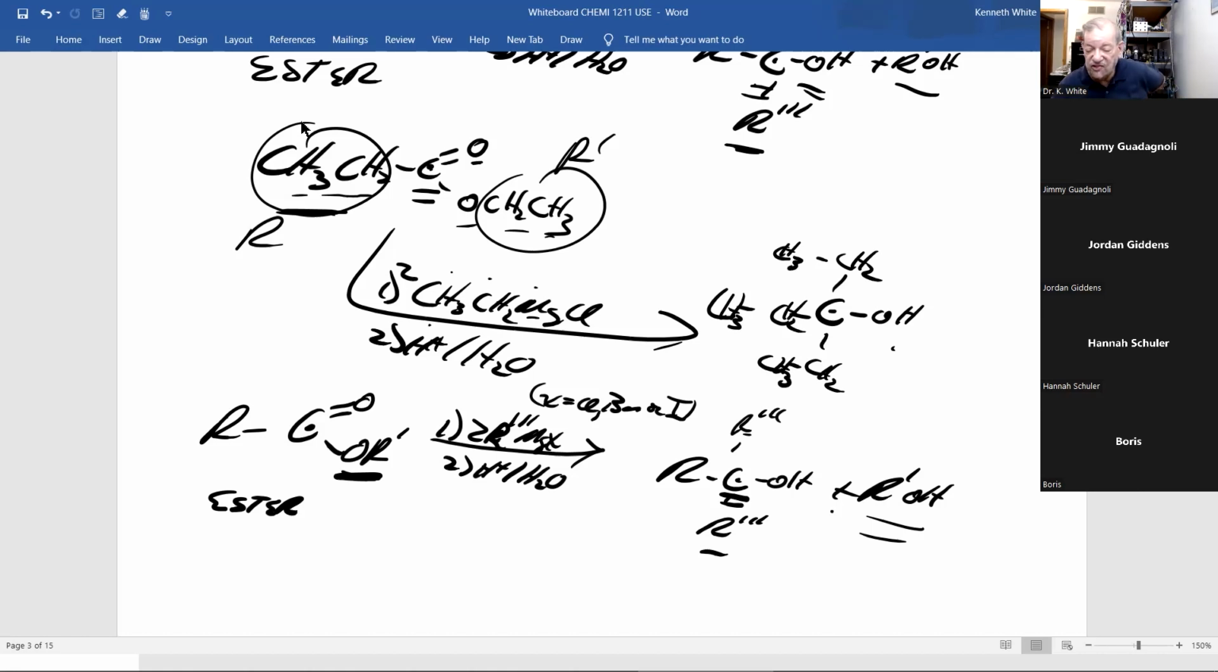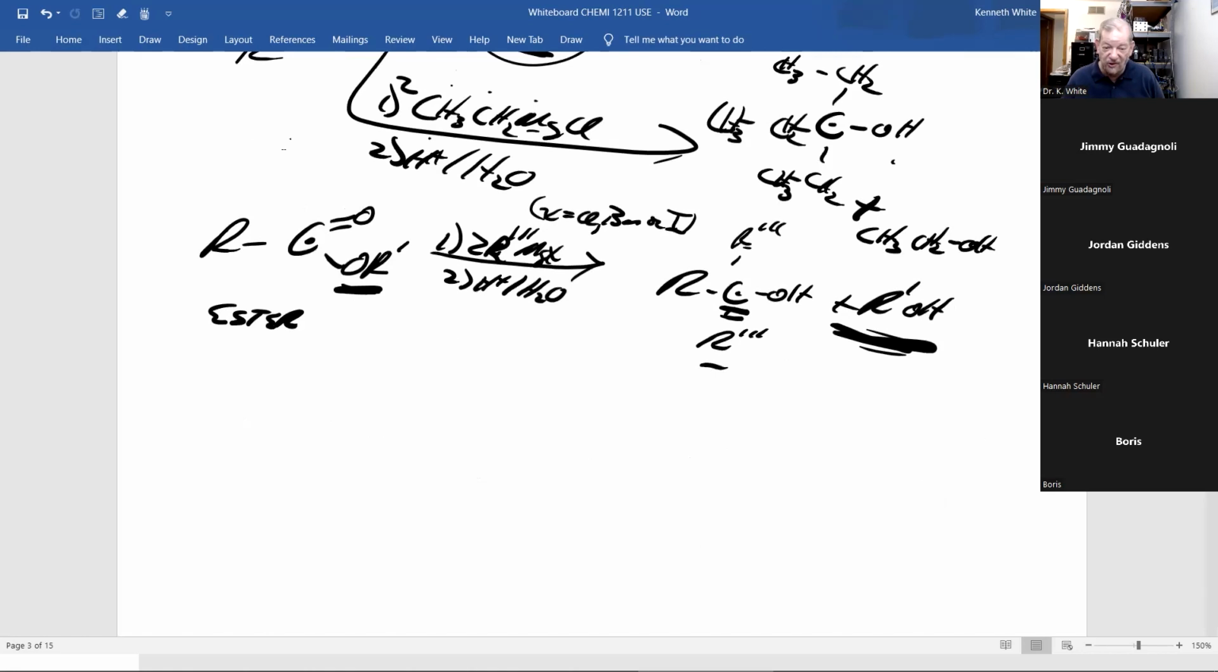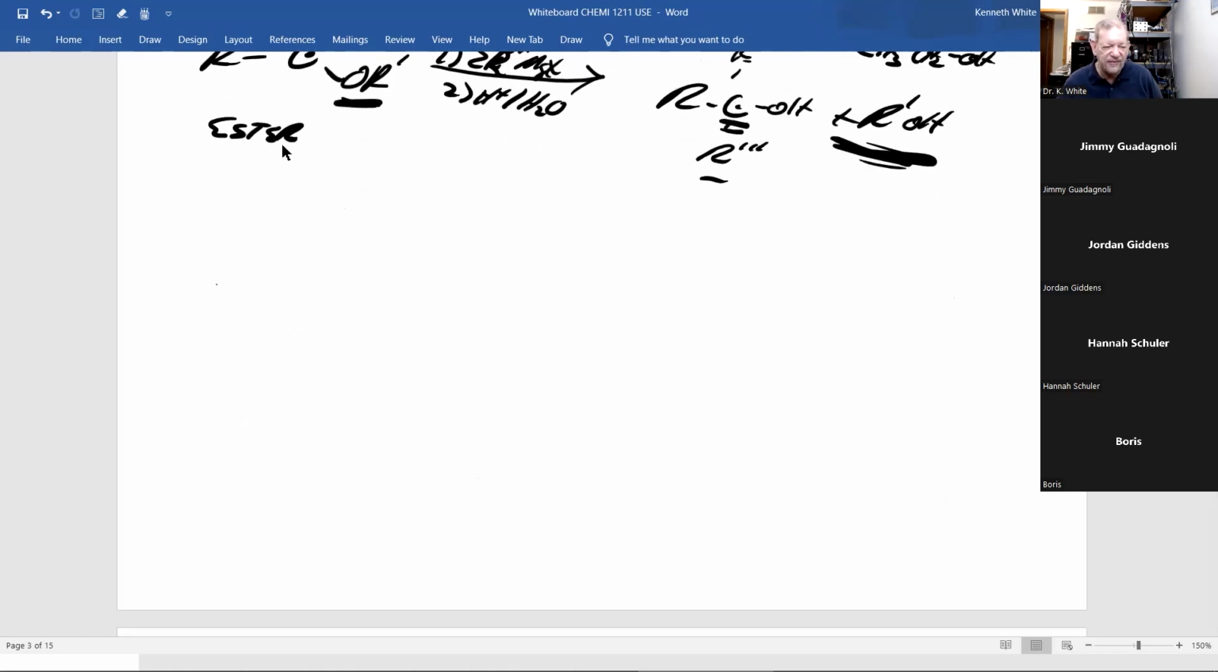And then I'm going to get a second molecule, and that's from this, and that's an alcohol. My R prime is CH3, CH2, and OH, and that's how you do it. I want to do another one, so I will. Remember to put the 2 there? I did.